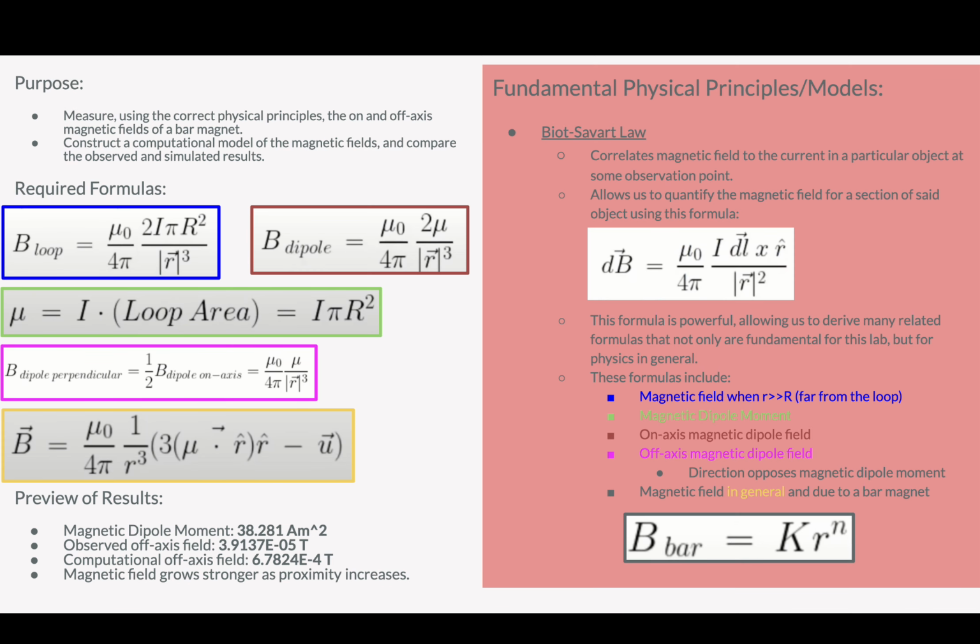The purpose of this lab is to measure, using the correct fundamental physical principles, the on- and off-axis magnetic fields of a bar magnet. The next purpose is to construct a computational model of the magnetic fields and compare the observed and simulated results. The main fundamental physical principle and model used for this lab is the Biot-Savart law.